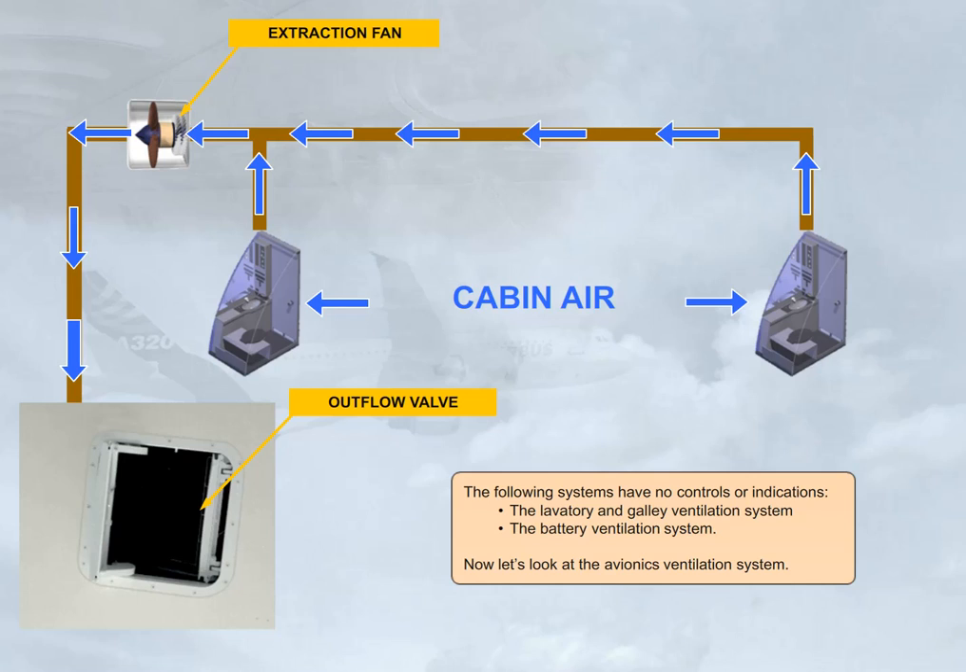The following systems have no controls or indications: the lavatory and galley ventilation system and the battery ventilation system. Now, let's look at the Avionics ventilation system.